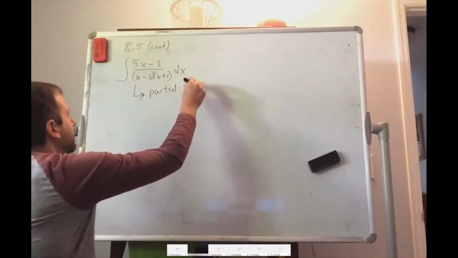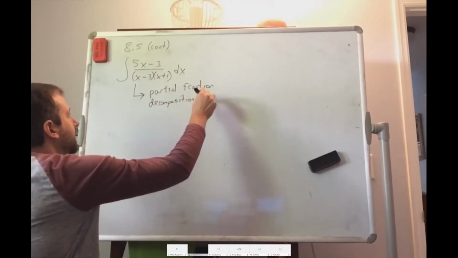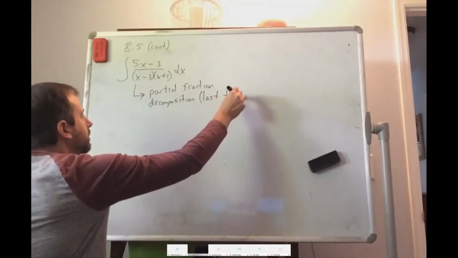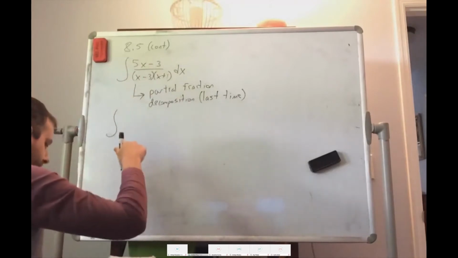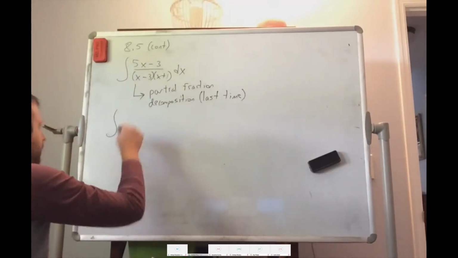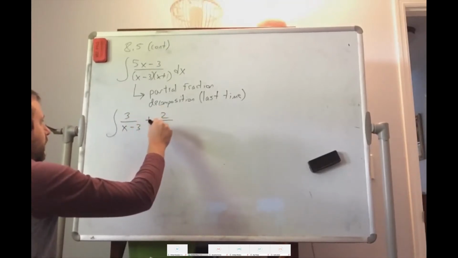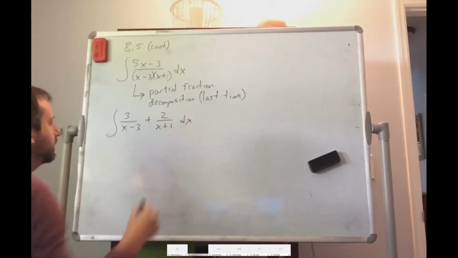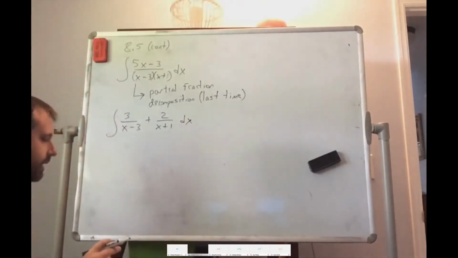I'm just going to say that at this point, you'll do a partial fraction decomposition, which we did last time, and it will get you to this point, right? Where you have now found that this thing is equivalent to the integral of 3 over x minus 3 plus 2 over x plus 1 dx. So that's the first big part, and the hardest part, I guess, of the problem, and it is done, because we did it last time.